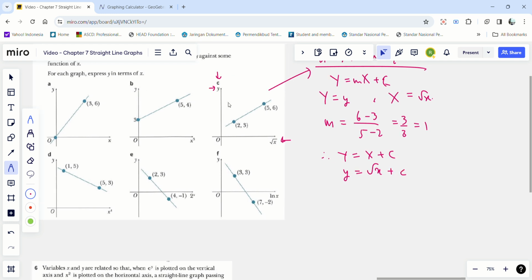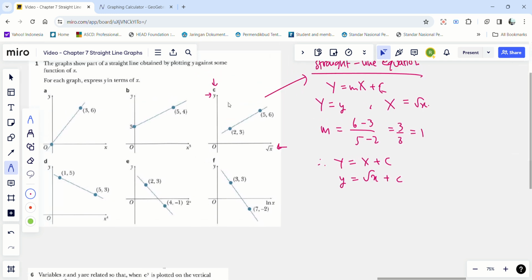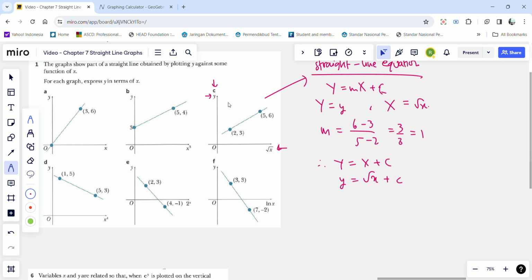Now, how do we find the value of c when you already know the gradient? It's just a matter of finding c. You know the straight line equation roughly, how it looks like. Just the same as sec 1, sec 2: take one point that is passed by the straight line, and then you substitute the values. So let's do the same thing over here. Let's say I'm taking (2, 3), so I got the 3.